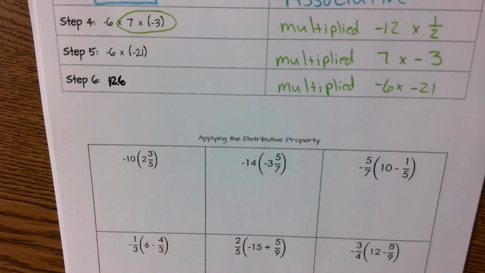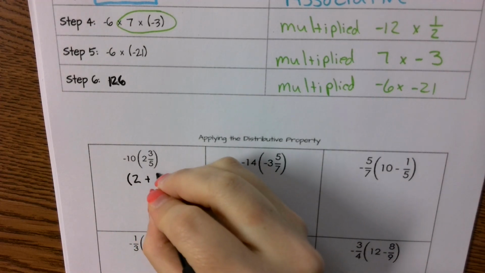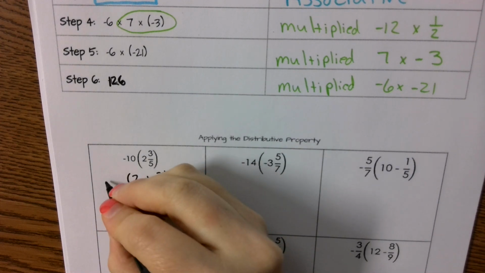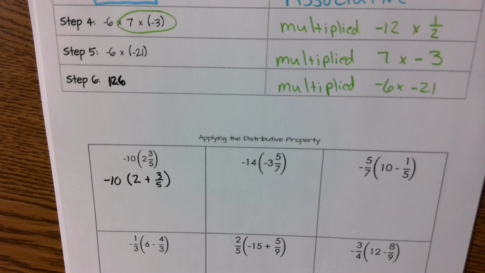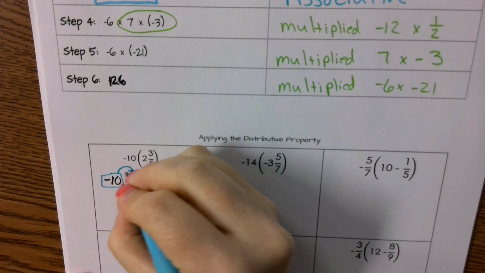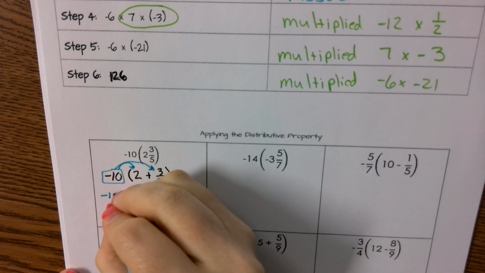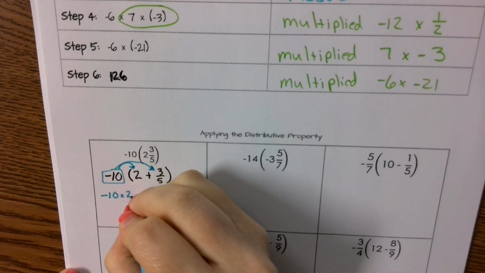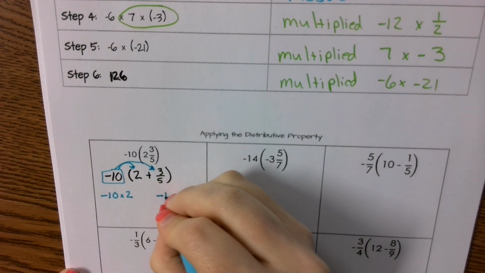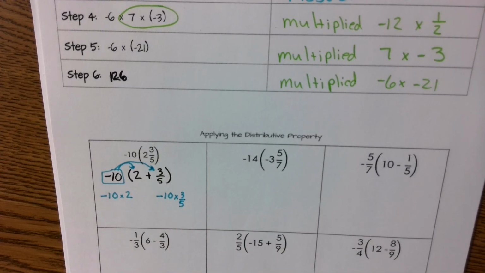Remember last week we said the opposite of a sum is the sum of its opposites, right? So instead of having 2 3/5, I could rewrite this as 2 plus 3/5. And then I've got this negative 10 that's out on the outside. Now I can utilize this negative 10 and distribute it to each of the components on the inside of this multiplication problem. So we have a negative 10 that we can now multiply by 2. We also have a negative 10 that we can now multiply by 3/5. And then we can just add these values together.